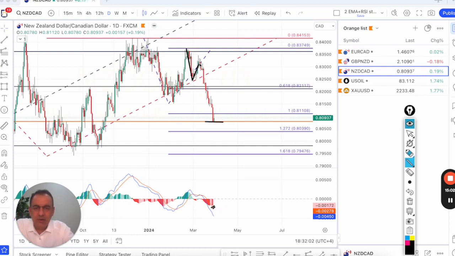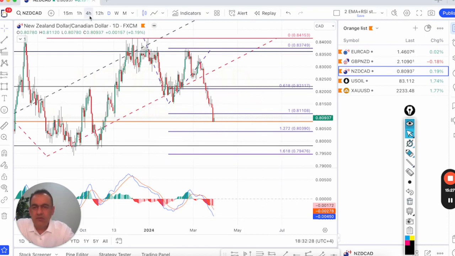So I'm expecting a pullback towards 61.8 and then continuation towards 1.618. So the next target in sight is 0.7947, or we can also say the round number 0.7950. This is the area to be targeted in the downward direction.